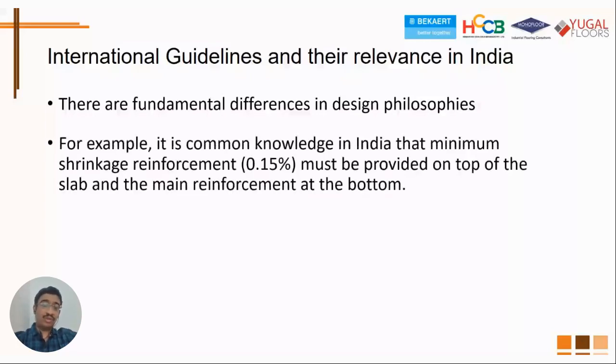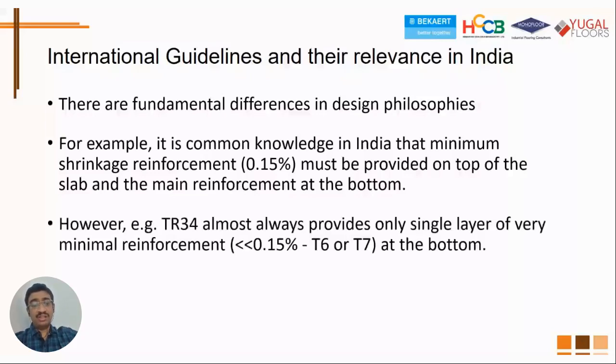So, for example, it is common knowledge, and most of the consultants do talk along these lines, that minimum shrinkage reinforcement, which could be 0.12 to 0.15% of reinforcement, normally needs to be provided on the top of the slab, and the main reinforcement is at the bottom, because on the top is where most of the shrinkage and temperature effects are faced, and that's where the cracking is seen. And this is completely different, let's say for example in TR34, which normally provides only a single layer of reinforcement, which is very minimal, sometimes quite less than 0.15%. It's about a 6 mm or a 7 mm rod, that's it, and that too at the bottom of the slab.